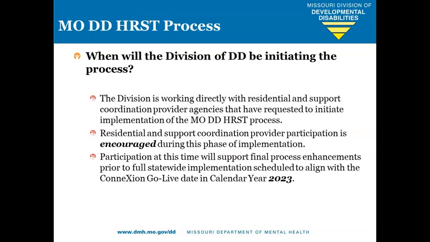So at this time, residential service providers and support coordination providers can voluntarily implement and be able to provide feedback and work through adapting to this new process before it is mandated for implementation in 2023. Currently, it is projected to be mandatory in May of 2023, and that is, again, just to align with connection.